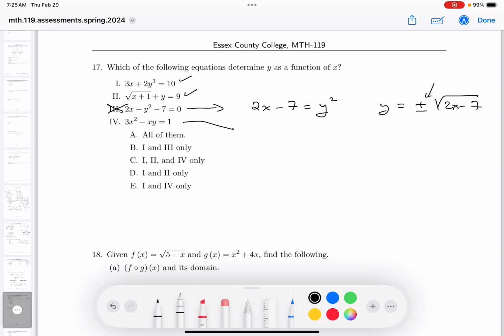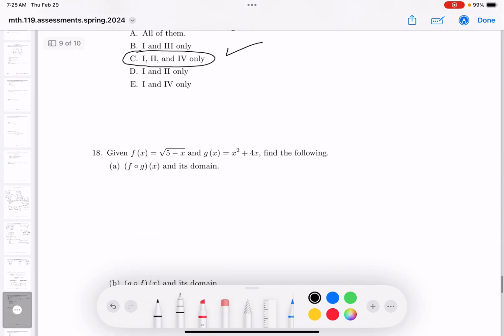Now, could I solve this one for y? Well, let's take a look at it. Yeah, I could solve that for y too. So I'm going to say this one's a function, this one's a function, that one's a function. Let's see if we see those answers being listed, by the way. And I'm looking for 1, 2, and 4. And I see 1, 2, and 4 in choice C. Okay, let's go to the next question.